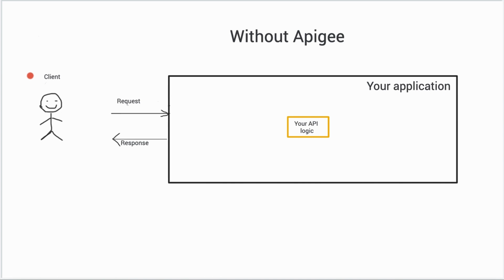In this case, the client will send a request to our API via a particular endpoint, and once we receive the request, we will execute the API logic and the response will be given in this response flow. In this flow, we don't execute any process on the request and the response. We just execute our API logic and give the response back to the client.